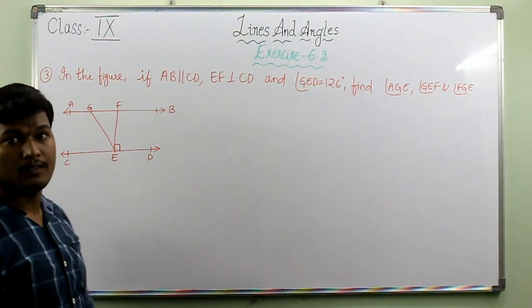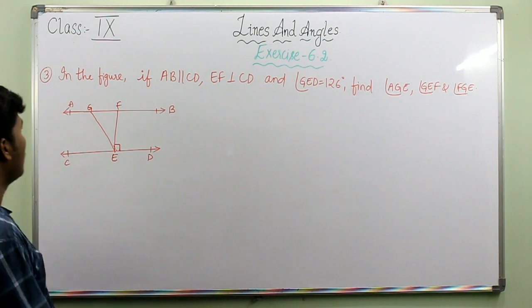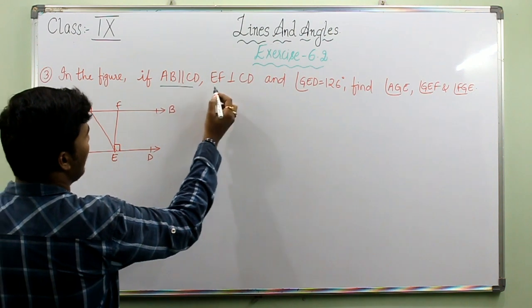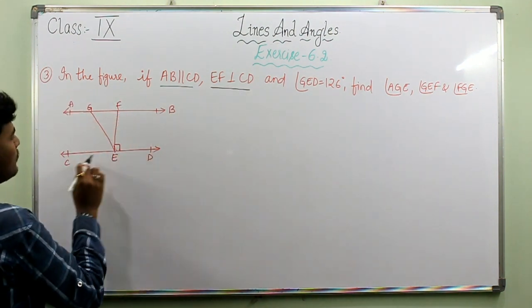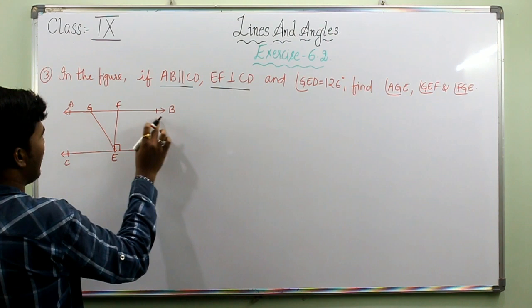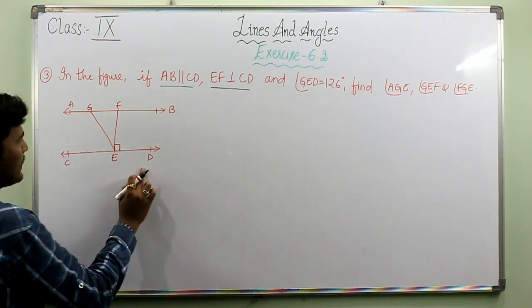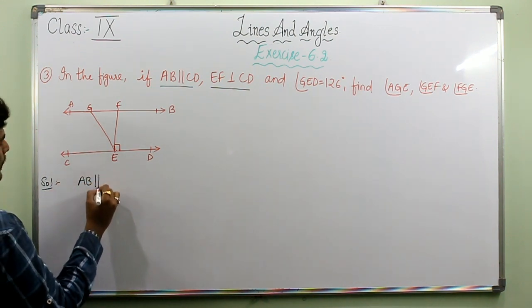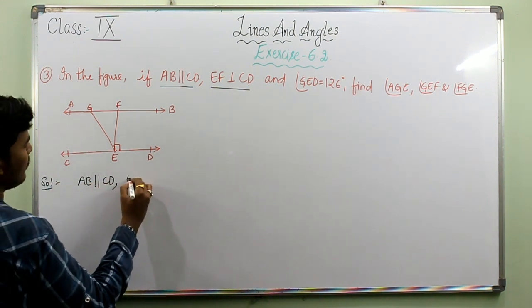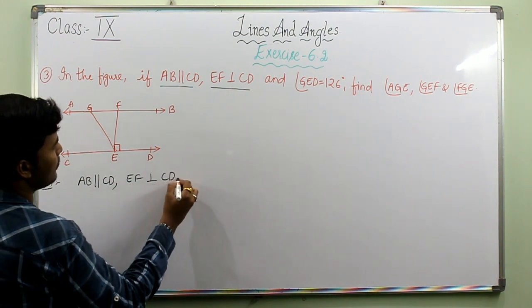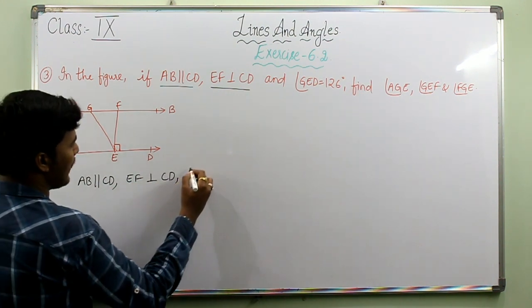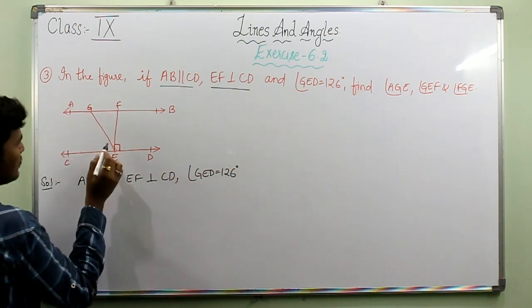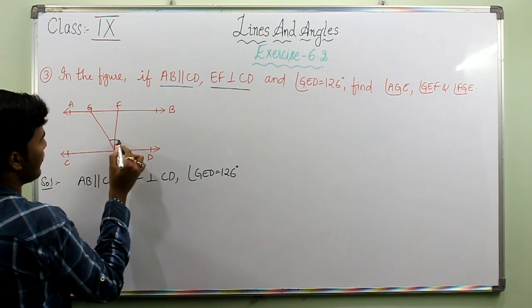Okay, now let us discuss the third problem of this exercise. That is, in the figure, if AB is parallel to CD and EF is perpendicular to CD. These two are the parallel lines, that is AB is parallel to CD. What is given to us, in the solution, let us write: AB is parallel to CD, and also we have EF is perpendicular to CD, and also we have GED equal to 126. GED is nothing but this angle, this is nothing but 126 degrees.